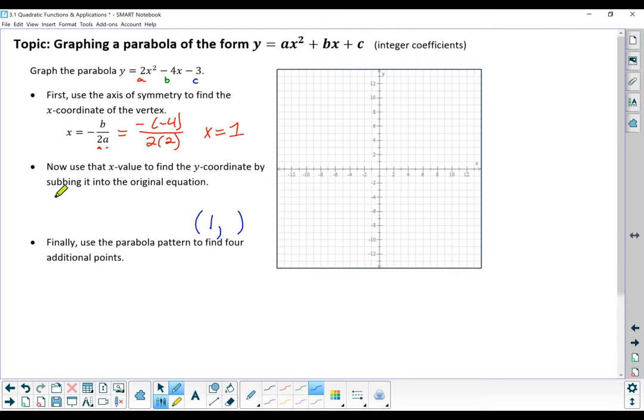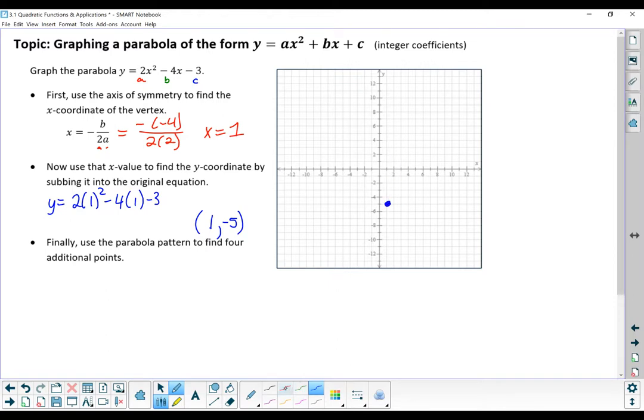So to figure out the y value, you just substitute it into the equation. 2 times 1 squared minus 4 times 1 minus 3. That's 2 minus 4 minus 3, so that is negative 5. So the axis of symmetry gives you the x coordinate, and then plugging that x value in gives you the y coordinate. So this has a vertex at 1, negative 5.